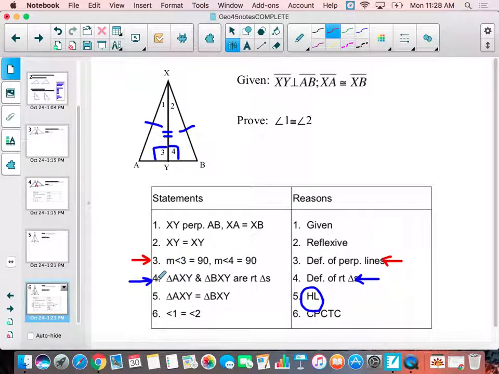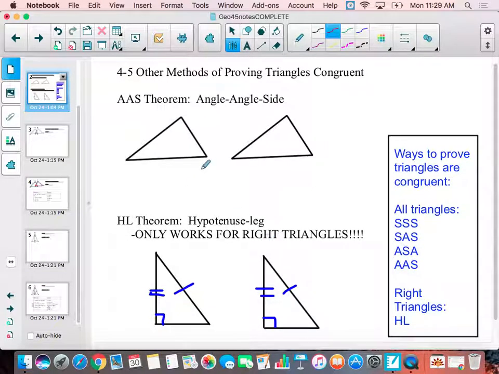But steps 3 and 4 are the most commonly forgotten steps when we do this type of proof. If you are using HL, you must state beforehand that you have right triangles, because HL only works in right triangles. That's why that is an important step. If you are going to say there are right triangles, you better have shown that there is a right angle or an angle measure of 90 degrees in those triangles. So that is the end. Again, we've just gone through two additional theorems that prove triangles are congruent.